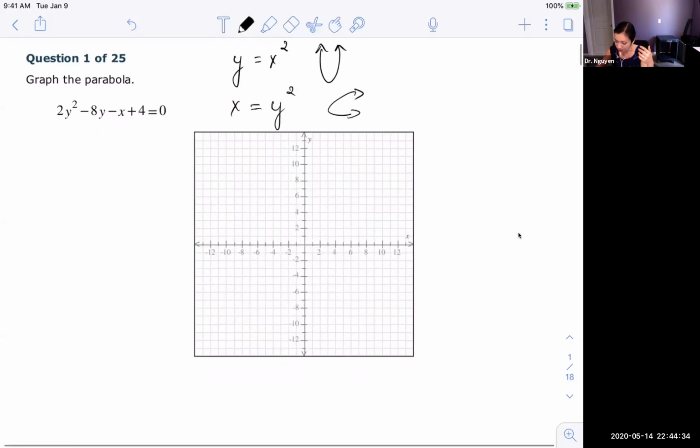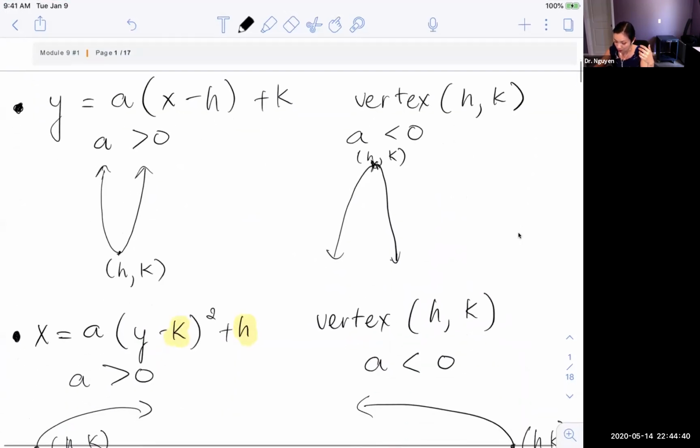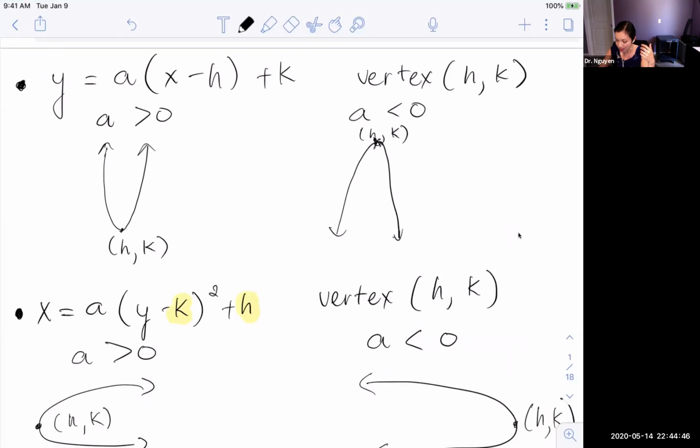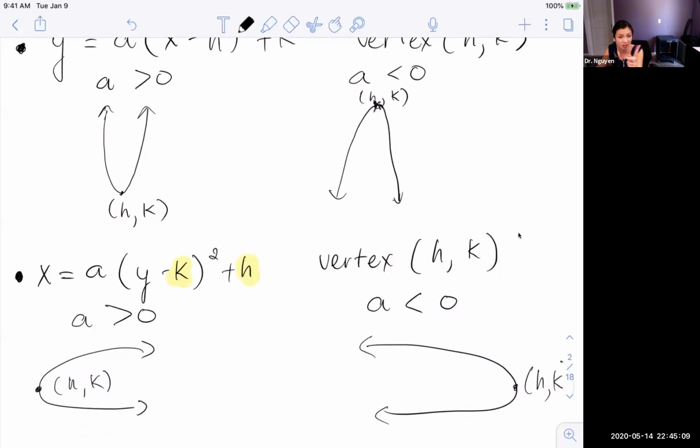Now, the standard form for a parabola is y equals a(x minus h) squared plus k. This is the standard form because when you look at it, you can see the vertex is (h, k). If a is positive, the parabola opens up. If a is negative, the parabola opens down. Now, the other way around, when I have x equals a y squared, it's going to be sideways. A positive a opens to the right, a negative a opens to the left.